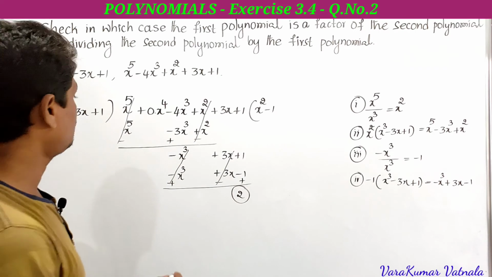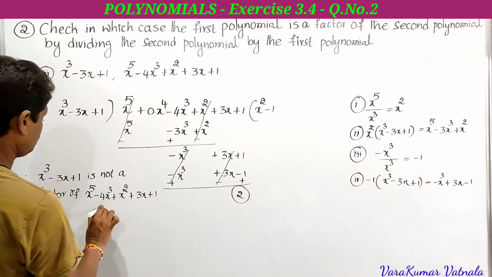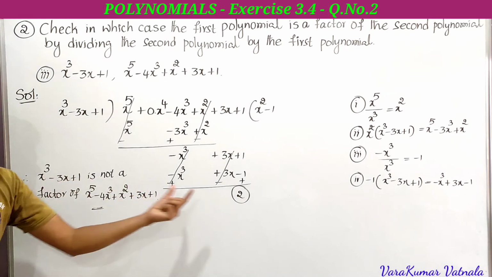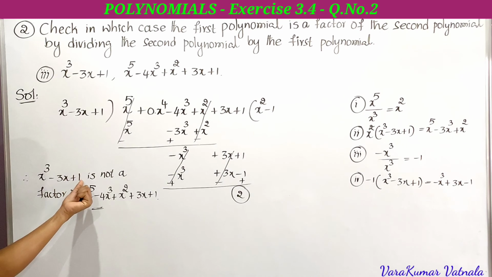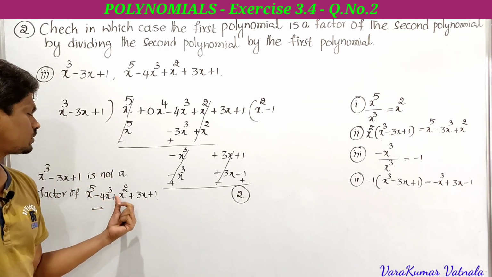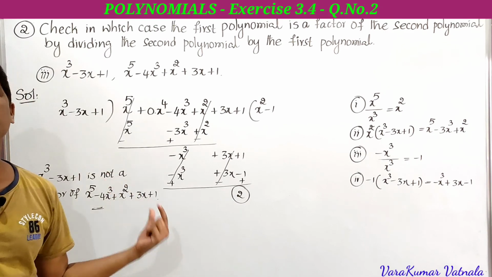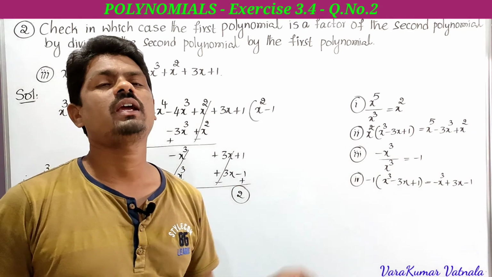So therefore, see here how can we write? I am writing here. Therefore, since the remainder is not equal to 0, x cube minus 3x plus 1 is not a factor of x to the power 5 minus 4x cube plus x square plus 3x plus 1. So here the first polynomial is not a factor of the second polynomial.